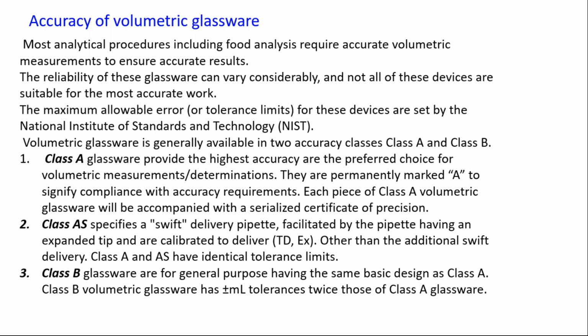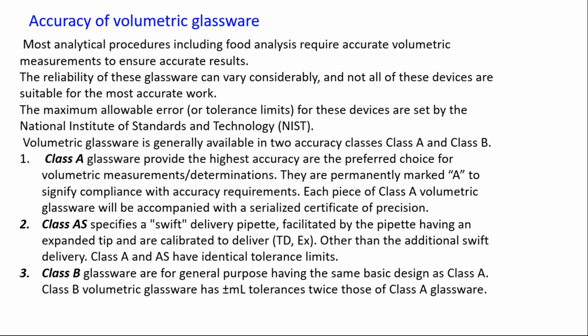Class B glassware is general purpose glassware, and it can be used for making reagents, qualitative reagents, making media, etc. The tolerance limit of class B glassware will be 2 times that of class A glassware. If you remember the pipette that we saw, the tolerance for class A was given as plus or minus 0.02. A class B pipette of the same volume will have a tolerance of 0.04.